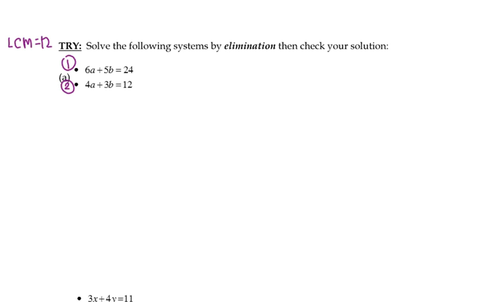Now, you could also make them both 24. So multiply the first by 4 and the second by 6. But we can keep our numbers smaller by turning them both into 12s. So what would I have to multiply the first equation by to make it a 12? A 2. 6a plus 5b equals 24. What would we have to multiply the second equation by to make the a a 12? 4 times 3.